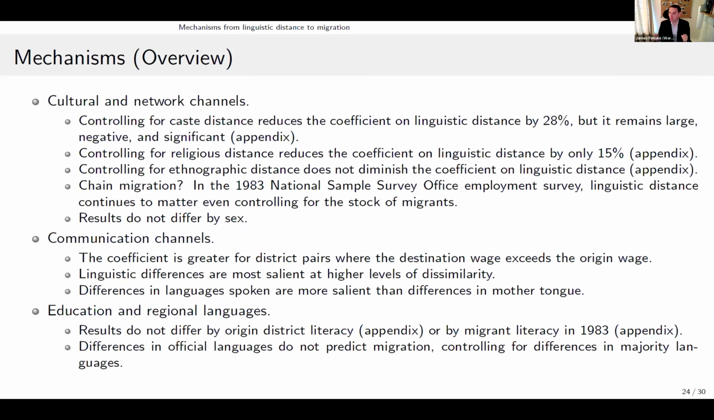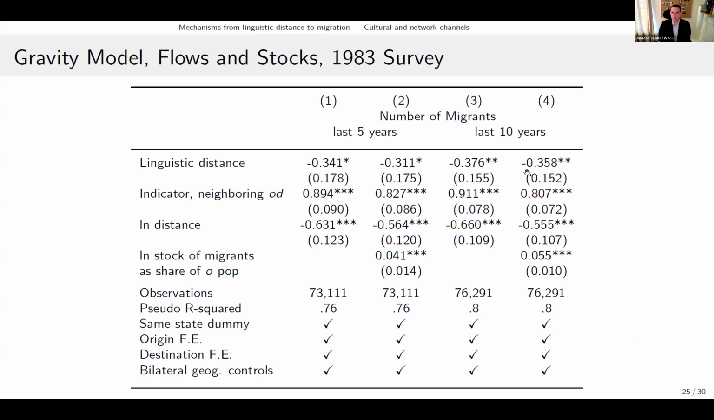No, but that's hard to measure. We had to go out and get the 1983 NSSO, in which they actually asked people, how long have you been there? That lets us construct stocks and flows based on carving new migrants into flows and old migrants into stocks. If we were to do that, and we could either make the division at 5 years or at 10 years, sure, the stock of migrants is a good predictor of the flow of migrants, but even conditional on the stock of migrants, language continues to be a barrier to migration.